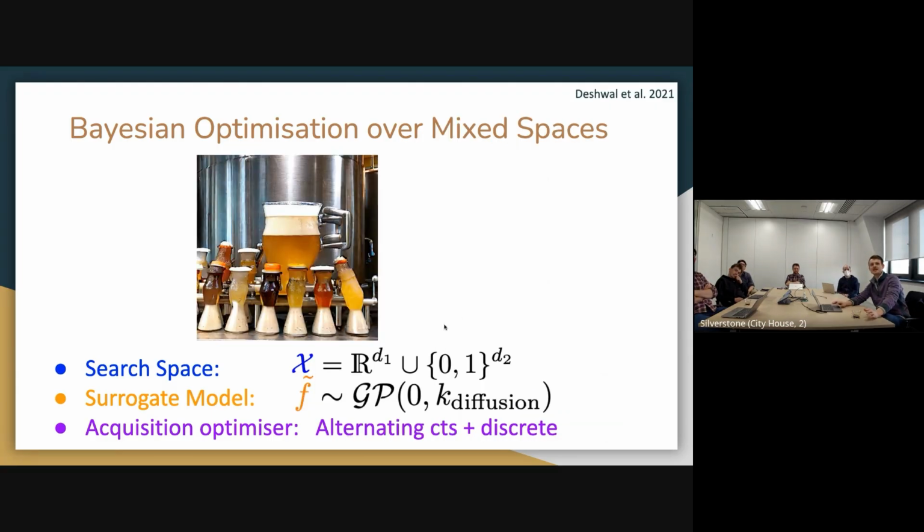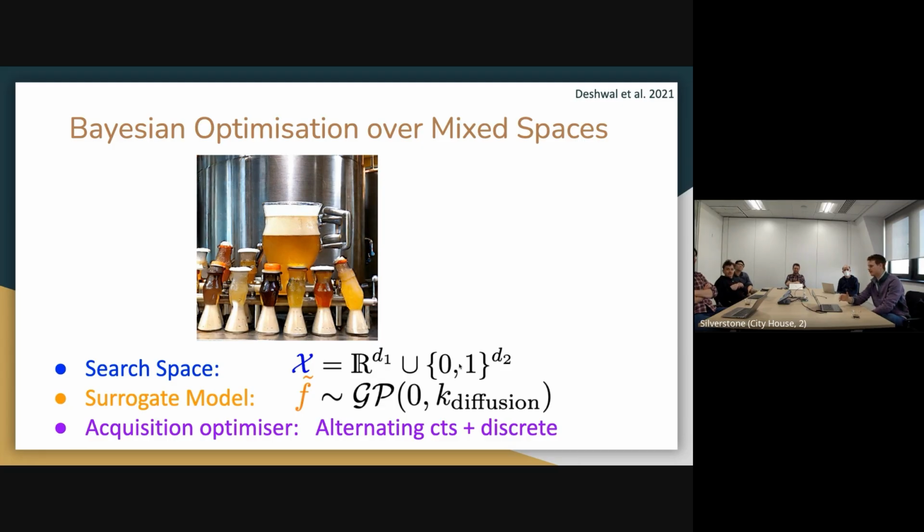So this is supposed to be, what was this one? Oh, this was a brewing example. This was for Victor. This was meant to be what AI thinks brewing looks like. So this is where we've got a mixed space. We've got a mixture here of continuous variables and also binary variables.